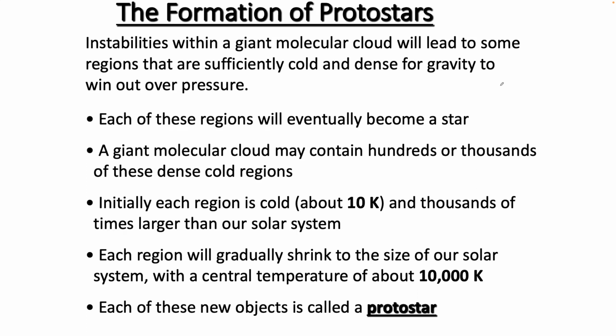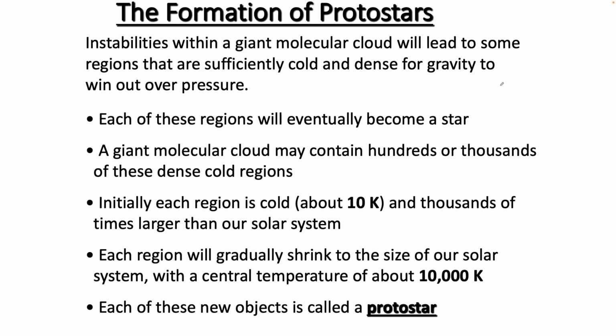So these cold regions do not have much support from the pressure, and because of that, the gravity will continue to collapse those regions. And once you collapse it, even though it is cold, the temperature will increase, right? So this temperature can go up to 10,000 Kelvin. And while this is happening, they will shrink to the size of our solar system, right?